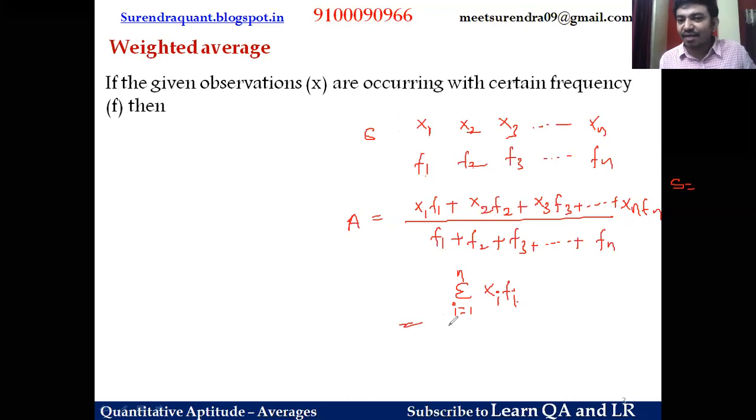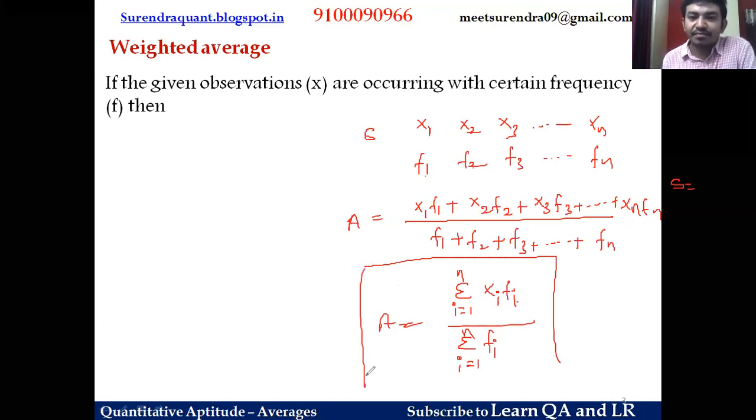Now friends, what is the denominator? f1 plus f2 plus f3 and so on, right? So that is sigma i equal to 1 to n fi. Sigma fi means f1 plus f2 plus f3 and so on. So this is one standard notation to represent average. So please be careful. In SSC, this kind of question may come more frequently, right?